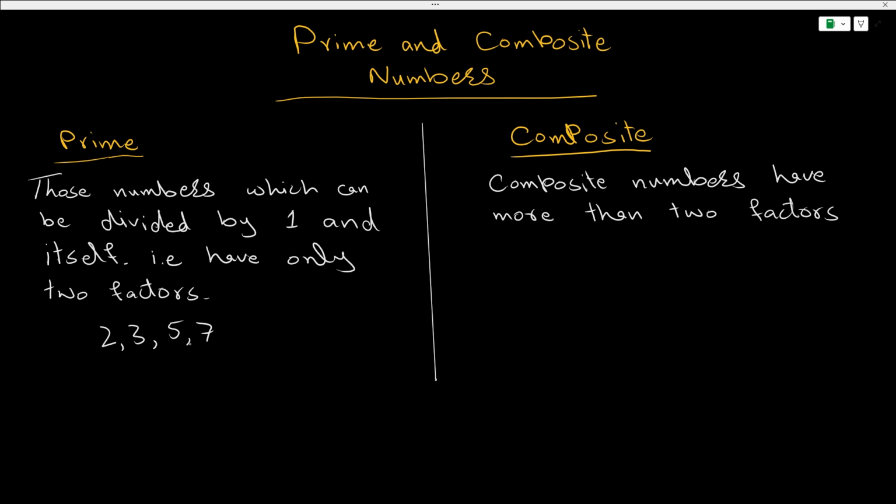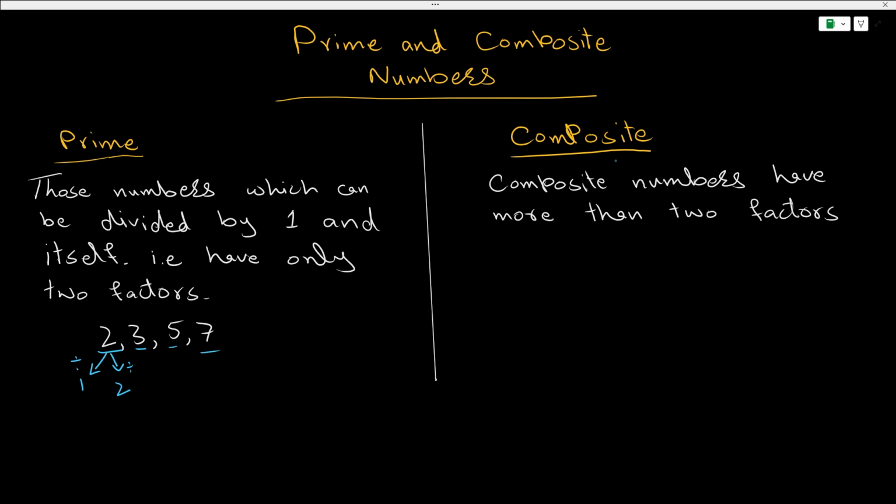You can see these numbers can be divided by 1 and by itself. Like if a number is 2, it can be divided by 2. So for the case of 3, 3 can only be divided by 1 and 3 or the number itself. Same for 5 and 7.